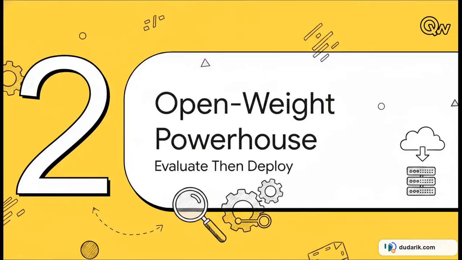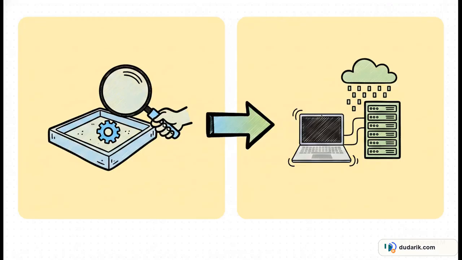Moving right along to Section 2, the open-weight powerhouse, evaluating before deploying. Okay, so while Qwen Studio is obviously a fantastic consumer tool, its real magic really shines through the lens of a developer. If you're building AI applications, there's a logical flow you have to follow, right? You shouldn't be blindly downloading massive weights and spending days configuring a server just to find out a model doesn't quite fit your use case.